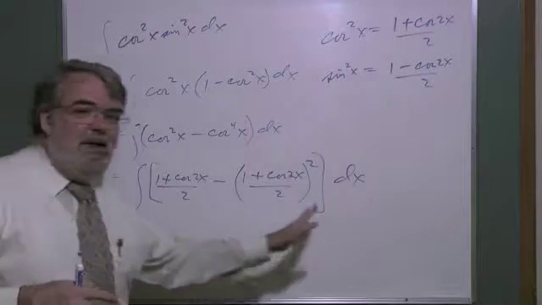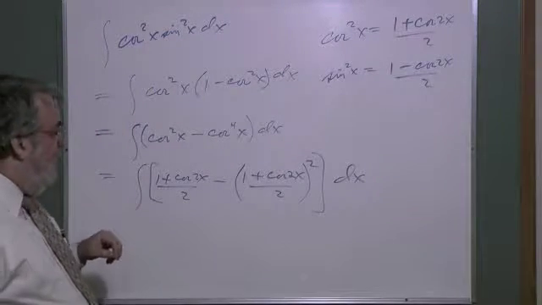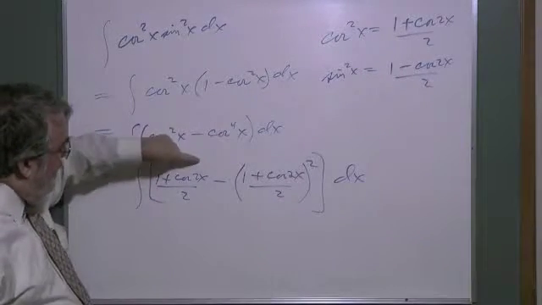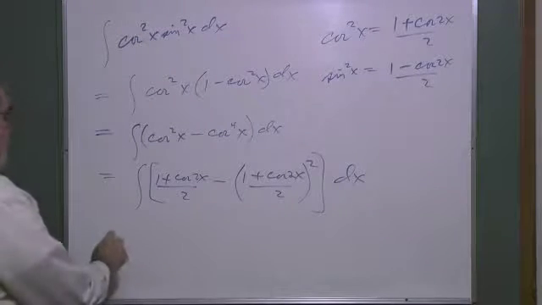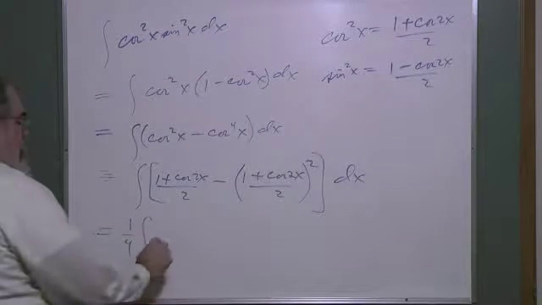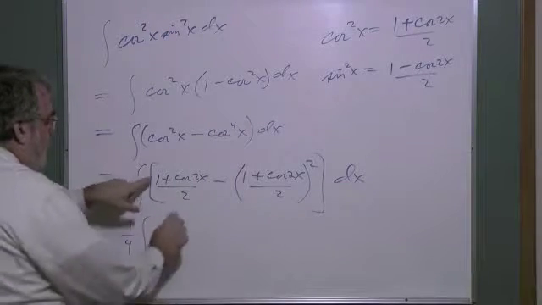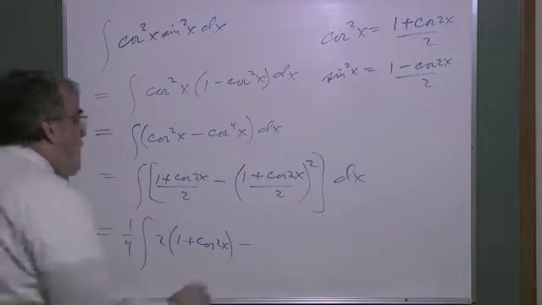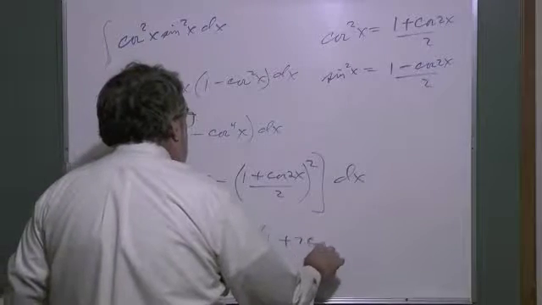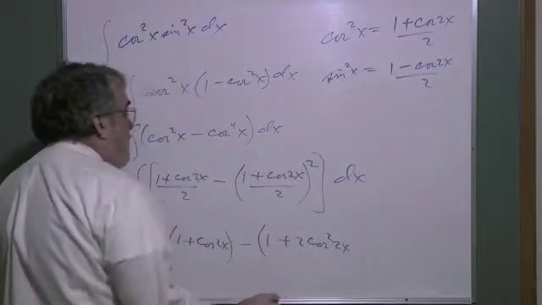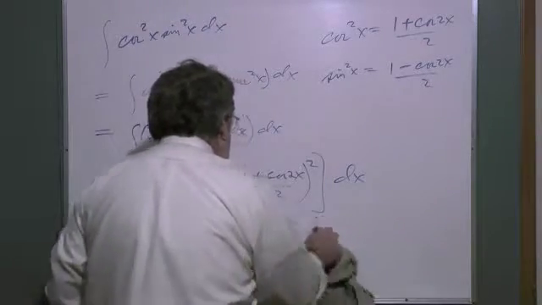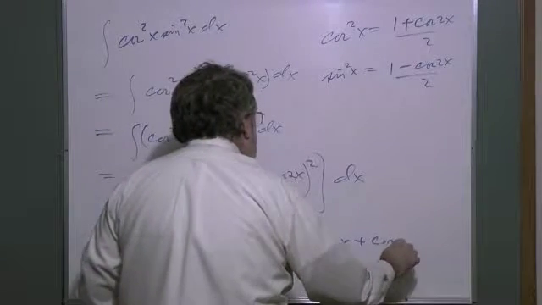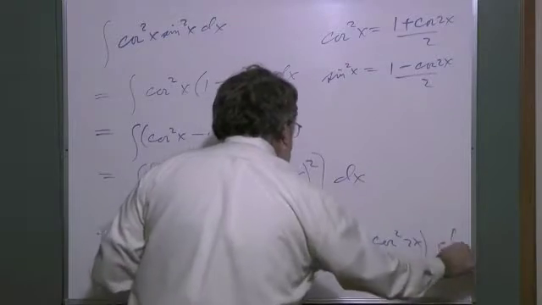Now I'd rather not mess with the fractions. My common denominator will be 4, won't it? Because this will be 2 squared is 4. There's 2. So if I multiply this by 2 over 2, I get a 4 here. So let's factor out the 1/4. And I've got 2, so I had to put 2 over 2 here. 2 times this top, 1 plus cosine 2x. And then minus, parentheses 1 plus 2 cosine 2x, and then plus cosine squared 2x, all dx.